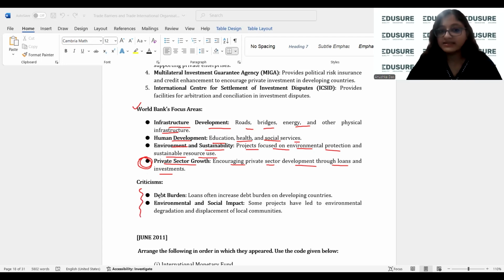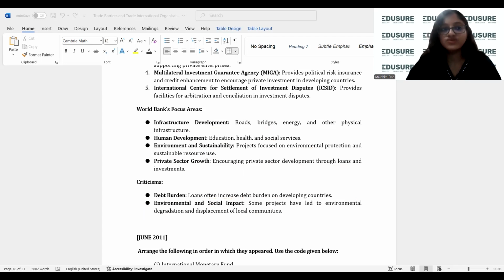And criticism is debt burden. Loans often increase the debt burden on the developing nations. Some developing nations take loans to repay loans, so this will pile up their debt burden. That is one of the criticisms, that we should not provide such loans. Second is environmental and social impact. Some projects have led to environmental degradation and displacement of local communities. So some infrastructural projects, suppose road and bridge building projects, lead to environmental destruction and displacement of local communities, which is also not morally ethical. So these are some theories that we need to know for the World Bank.